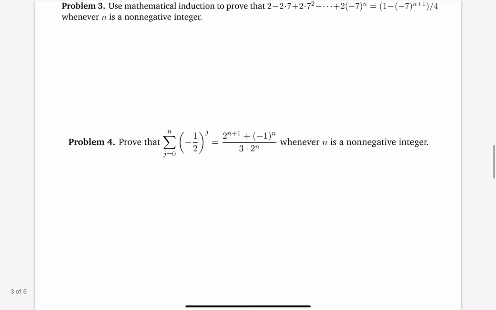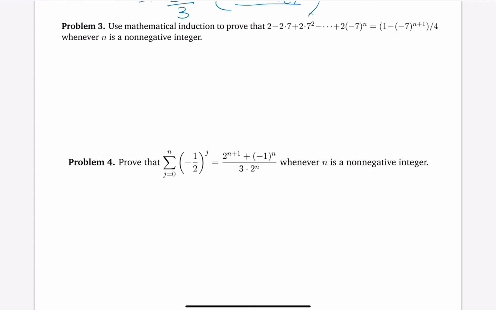Next you got this one, and they ask you to use the mathematical induction to prove this one. To use the mathematical induction, you have to prove the base case. In the base case, you can tell if n equals 1, or n equals 0, whatever, you will get it. How did you figure out if n equals 1? The base case, if n equals 1, for example, you have 2 times negative 7, which is negative 14.